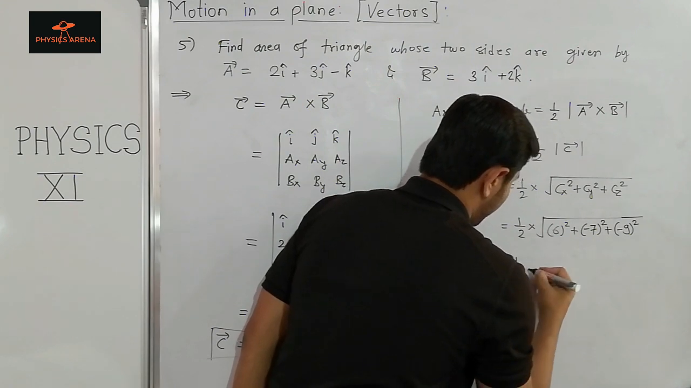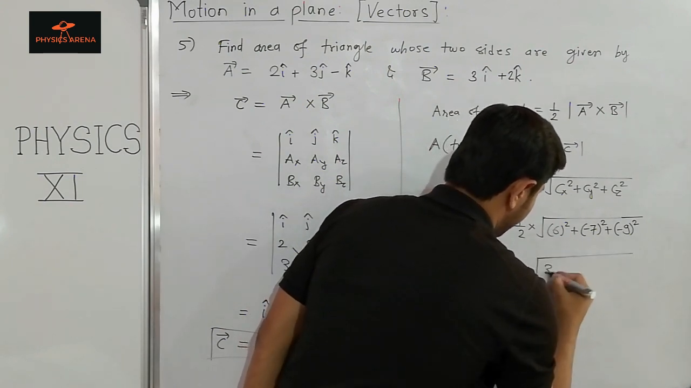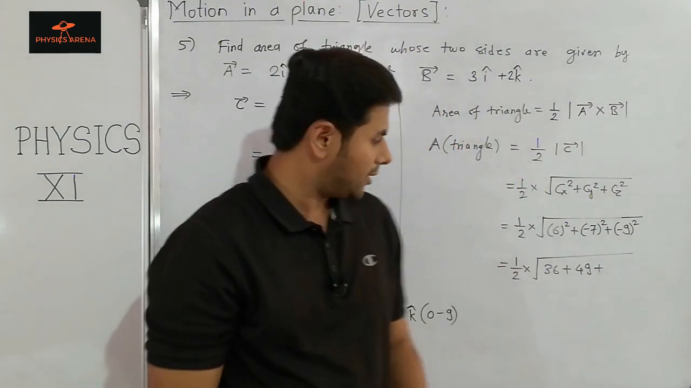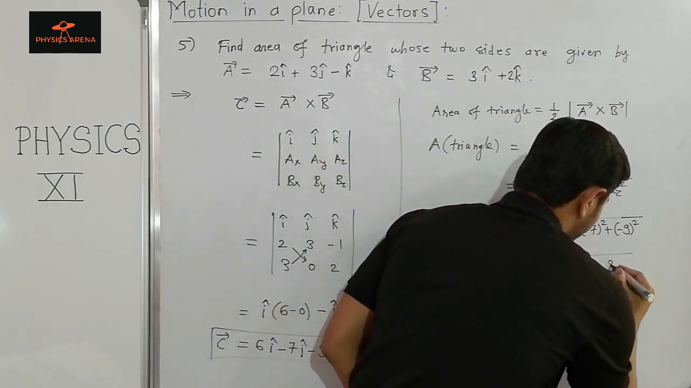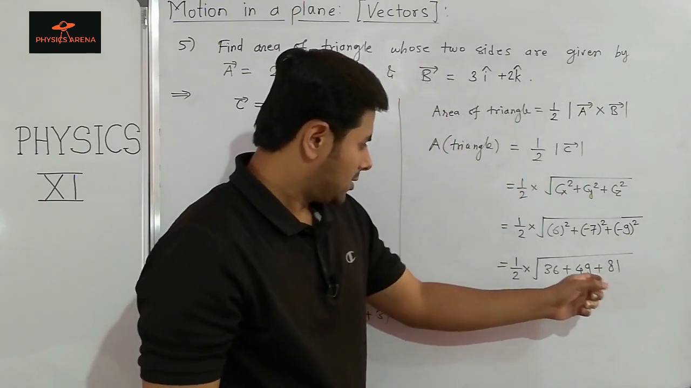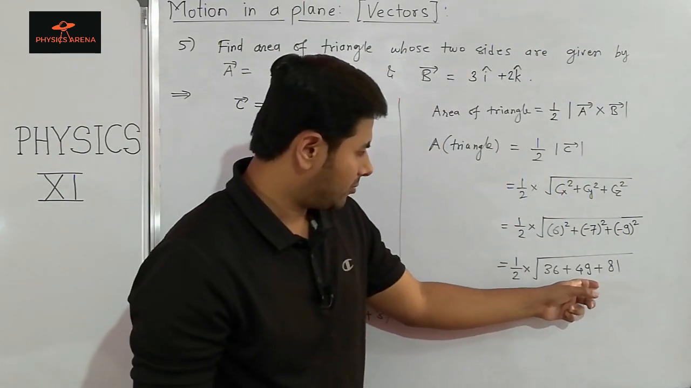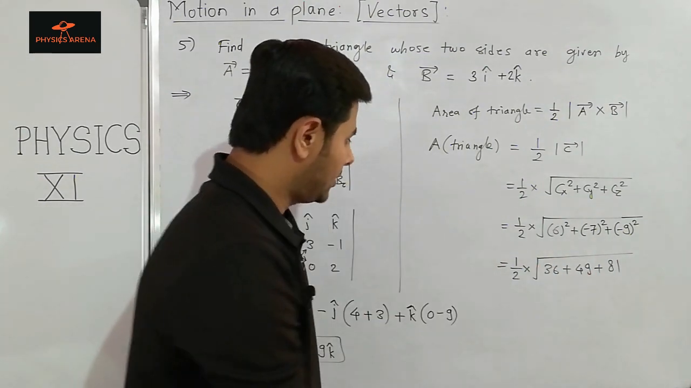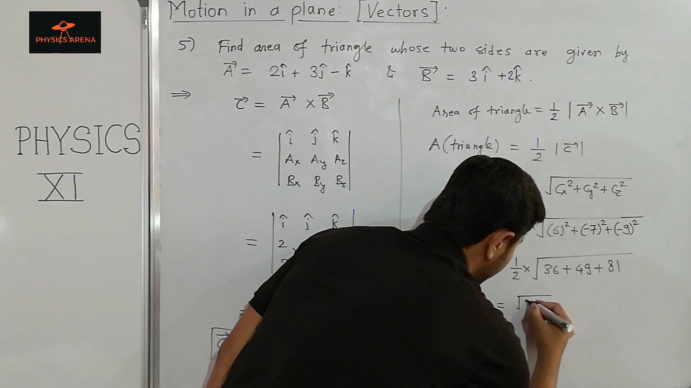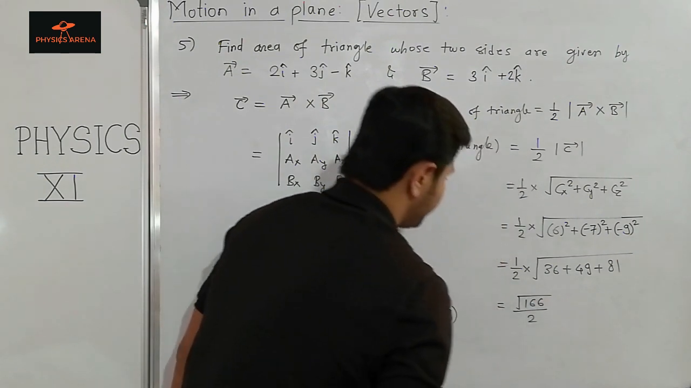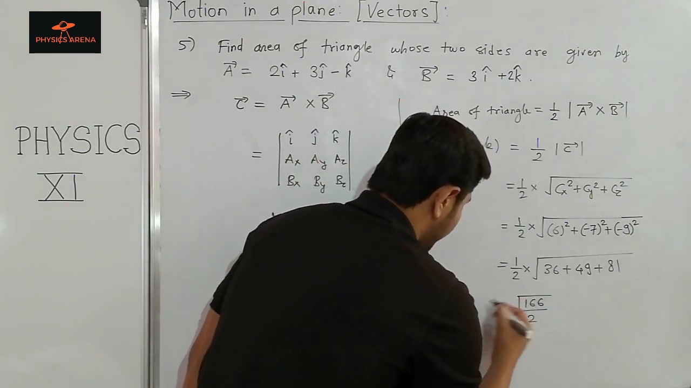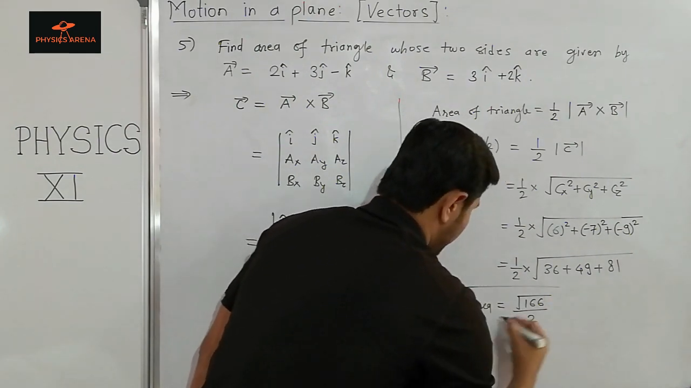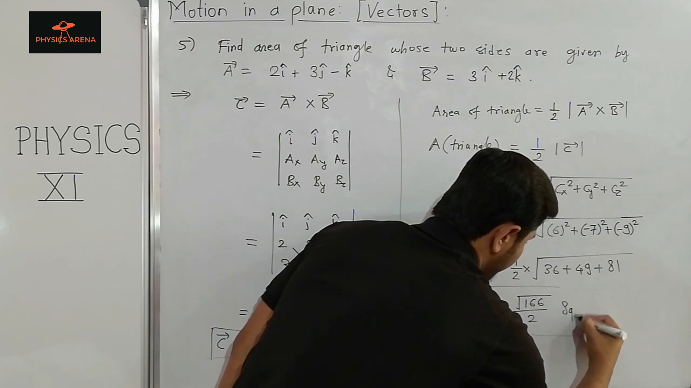This is equal to half of 36 plus 49 plus 9 square is 81. So 81 plus 49 will give me 130. 130 plus 36 is 166. It is the square root of 166 divided by 2. And because it's an area, it will be in square units.